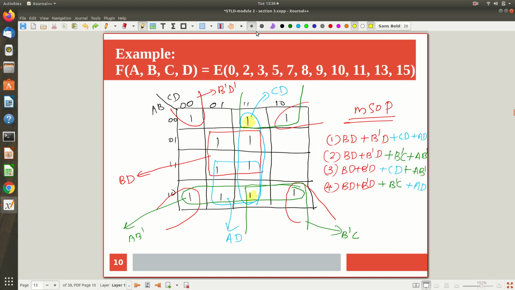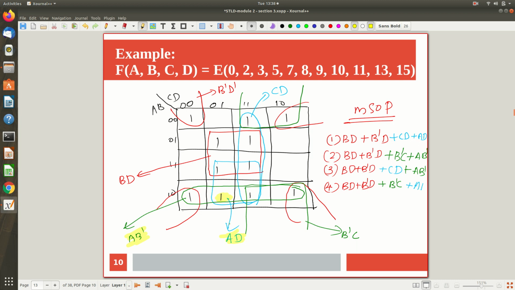Now when I look at another one, what remains is actually I think this one was the next candidate. I just want to cover this one. To cover this one alone, I have two groupings. This horizontal grouping will cover that one, and another possibility is this AD. Both are covering. So either I can choose AD or AB dash. So accordingly, I am getting four expressions, right?